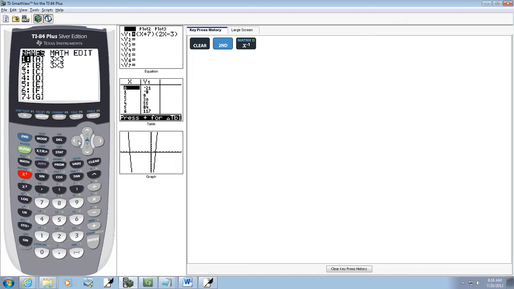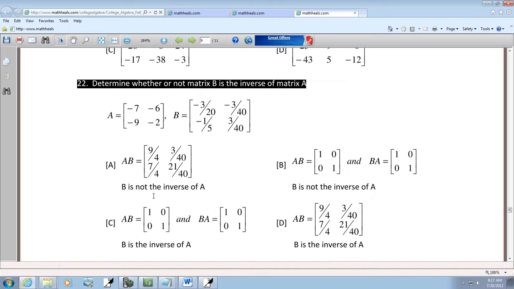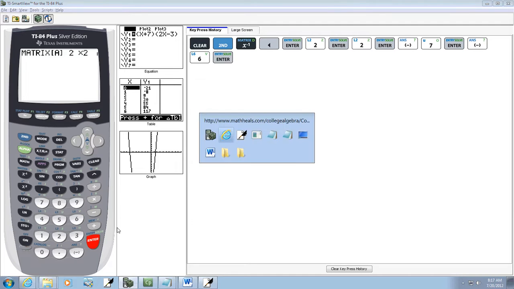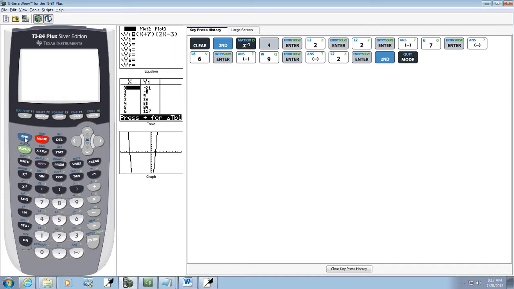So do second x to negative 1. Left arrow over to edit. Enter on A. And it's a 2 by 2, rows by columns. So do 2 enter, 2 enter. And A is negative 7, enter. Negative 6, enter. Negative 9, enter. And negative 2, enter.